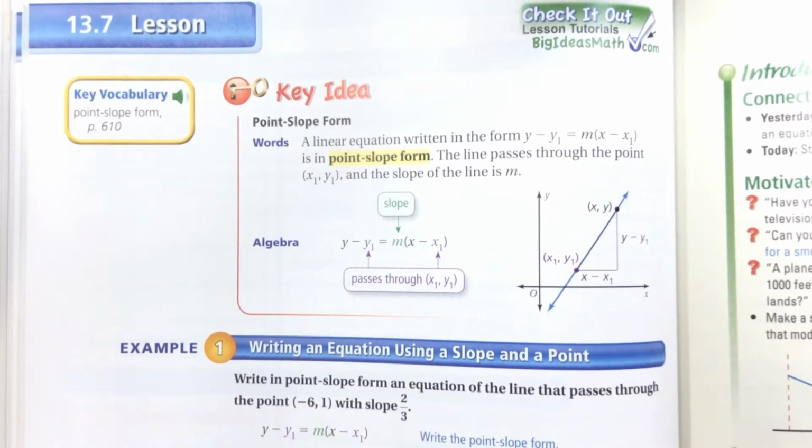And this is lesson 13.7, found on page 610 in the textbook. And now we've got two forms of equations already. We had y equals mx plus b, which is slope-intercept form. We talked about the standard form, and now here's the third one.